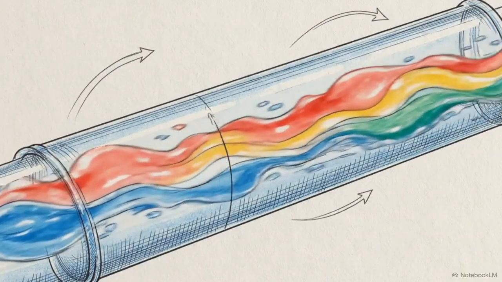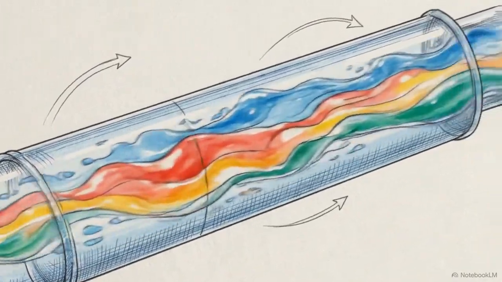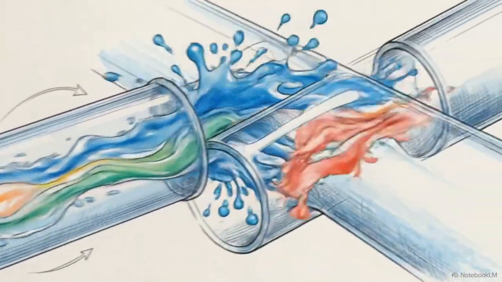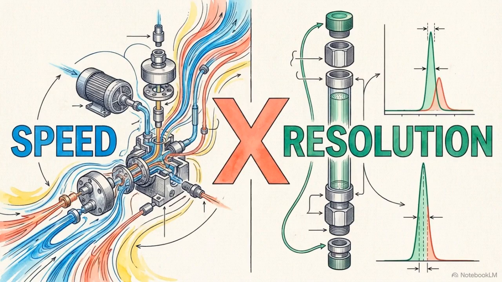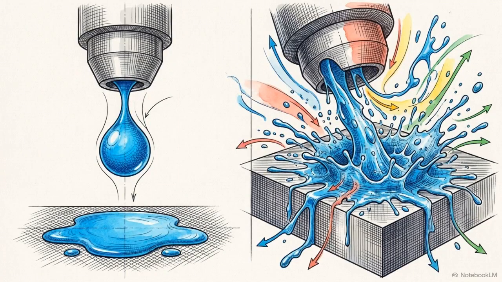The primary weapon available to a scientist in this fight is velocity, adjusting the flow rate as it pushes the sample through the column. However, this creates a strict operational paradox. Running the liquid too slowly allows the peaks to widen, but pushing them too fast leads to the exact same failure.